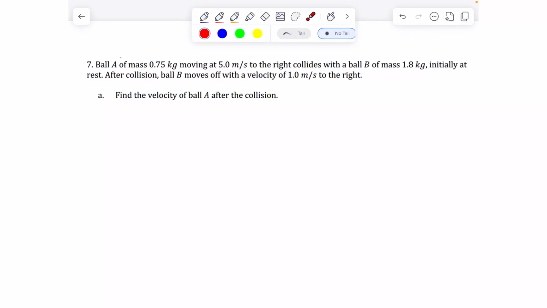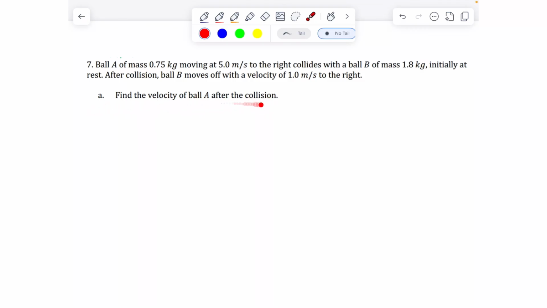This problem is related to conservation of momentum. Ball A of mass 0.5 kilograms, moving at 5.0 meters per second to the right, collides with ball B of mass 1.8 kilograms initially at rest. After collision, ball B moves off with a velocity of 1.0 meters per second to the right. Find the velocity of the ball after the collision.